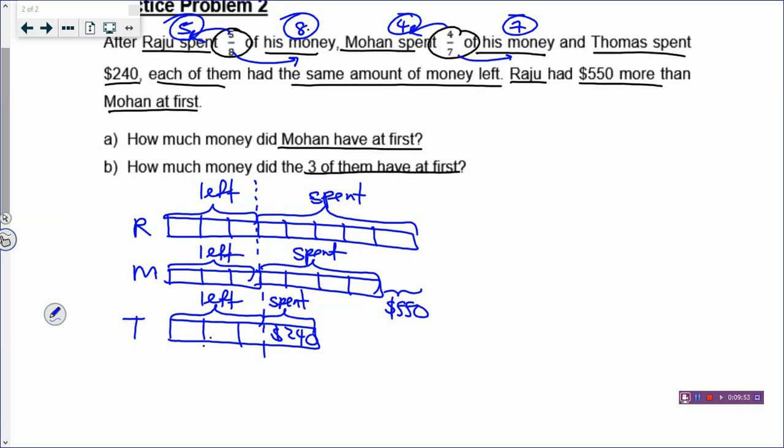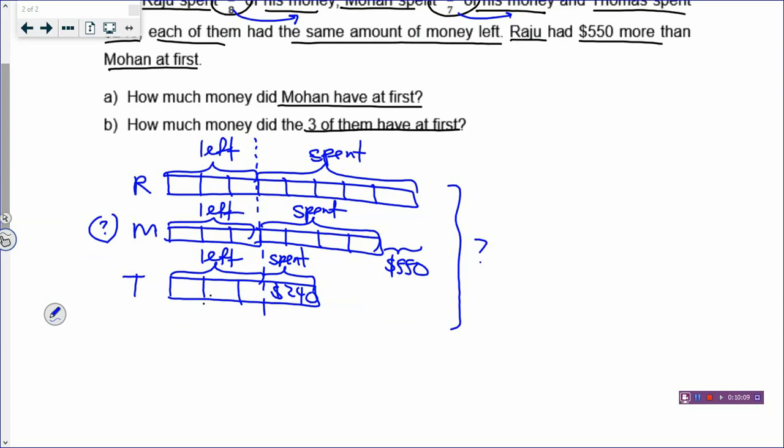Now if you can't put the question mark for part A, then you can actually be very creative. You can put it just beside the name. And how much did the three of them have at first? Then you can put the second question mark at the side. So be creative, right? It's all about creativity. Okay, and your model is done.